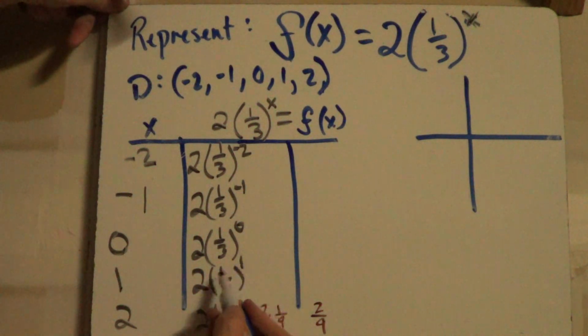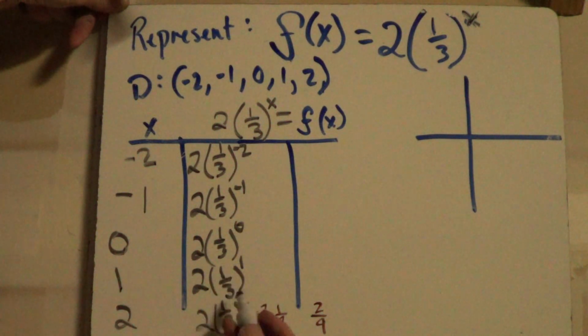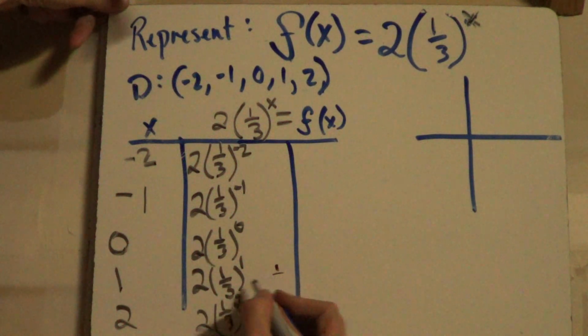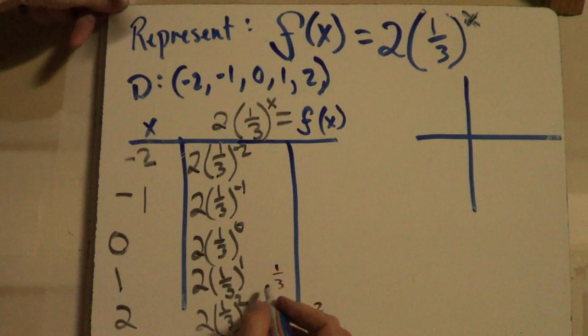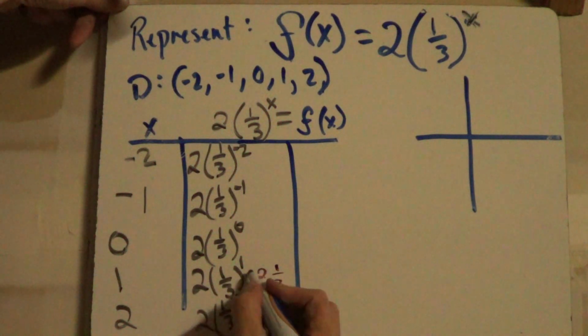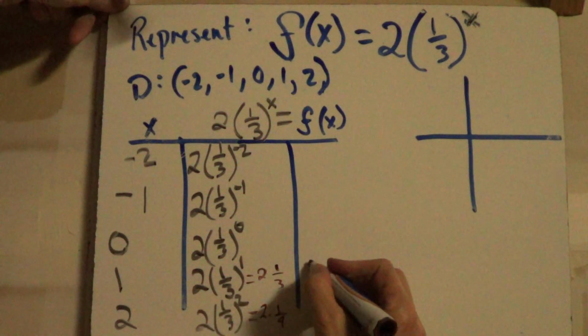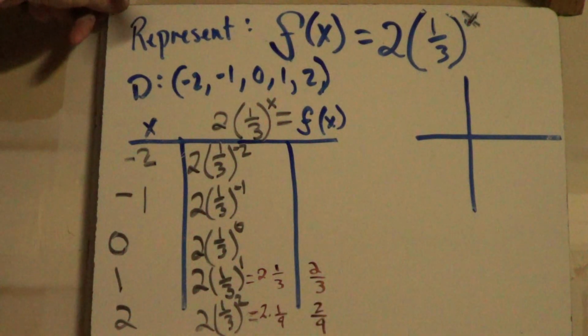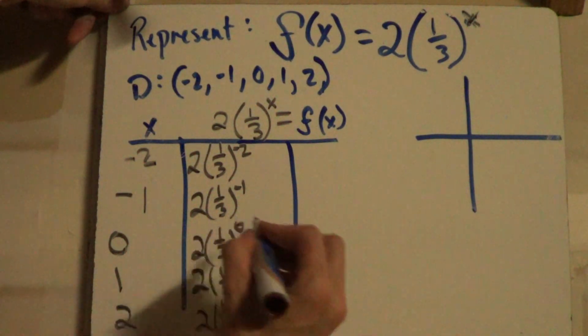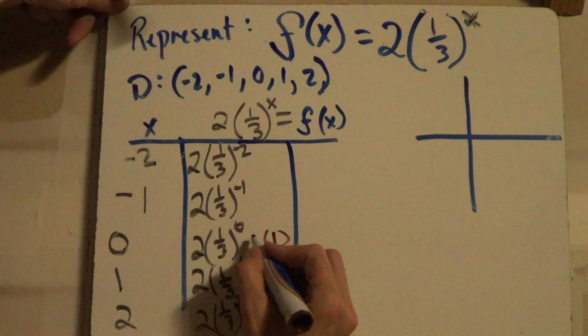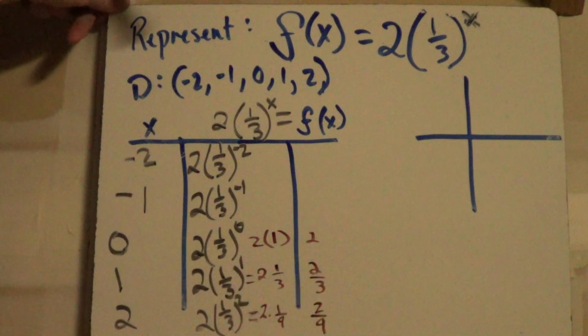Now this one raised to the first power. 1 to the first power is 1. 3 to the first power is 3. So we have 2 over 1 times 1 over 3. You just multiply straight, so it's 2 over 3. Anything to the 0th power is 1. So 2 times 1 is 2.